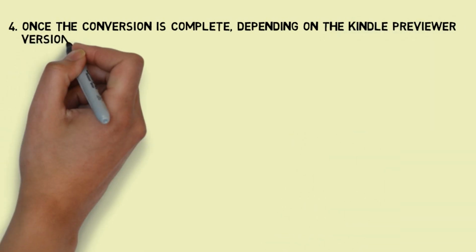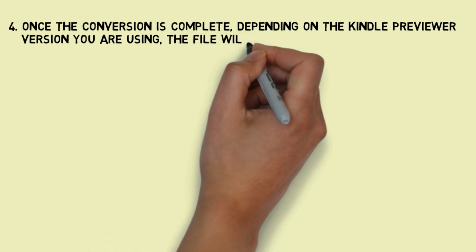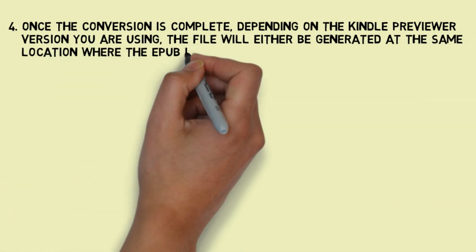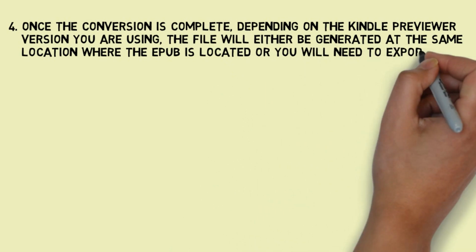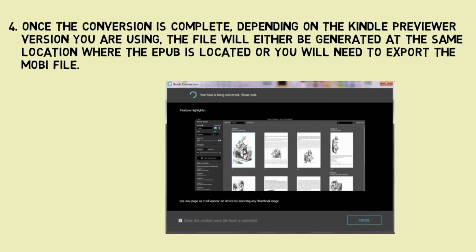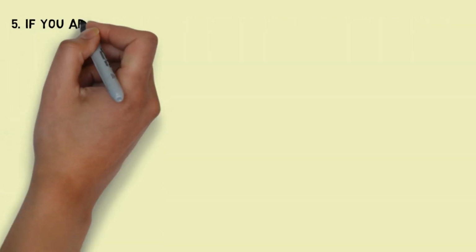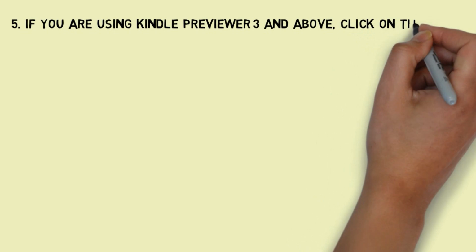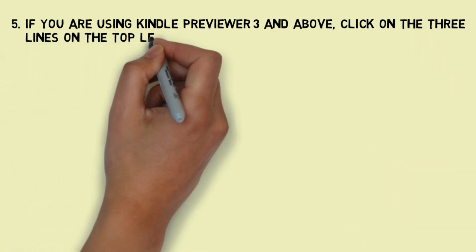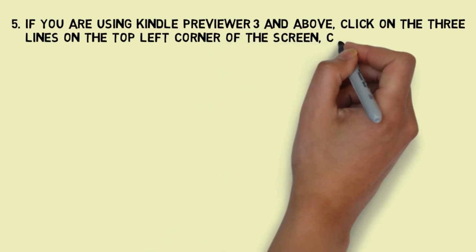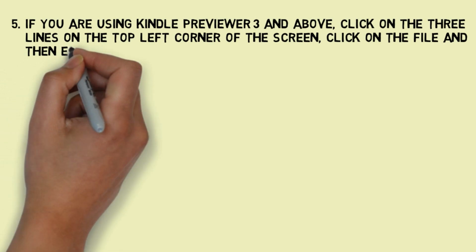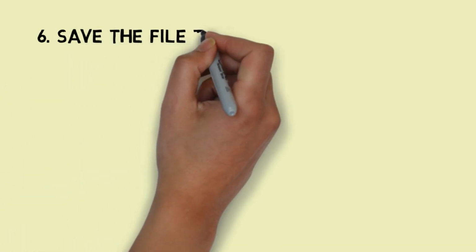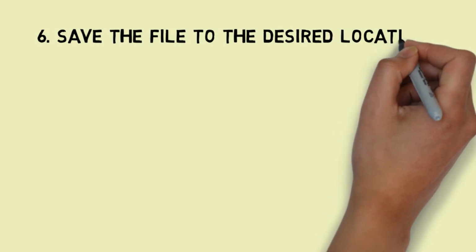Once the conversion is complete, depending on the Kindle Previewer version you are using, the file will either be generated at the same location where the EPUB is located or you will need to export the mobi file. If you are using Kindle Previewer 3 and above, click on the three lines on the top left corner of the screen, click on file and then export. Save the file to the desired location.